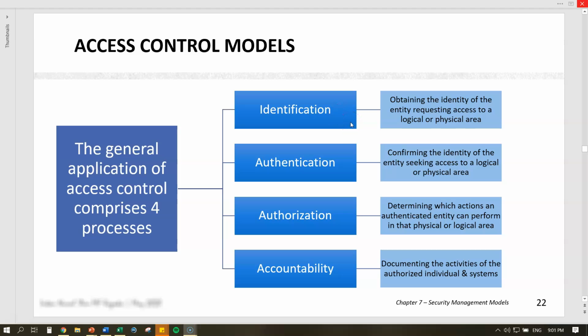identification, authentication, authorization, and also accountability. Identification means obtaining the identity of the entity requesting access to a logical or physical area. Authentication means that you confirm the identity of the entity seeking access to a logical or physical area. Meanwhile, authorization means that you determine which actions an authenticated entity can perform in that physical or logical area. And lastly, accountability means that you document the activities of the authorized individuals and systems.